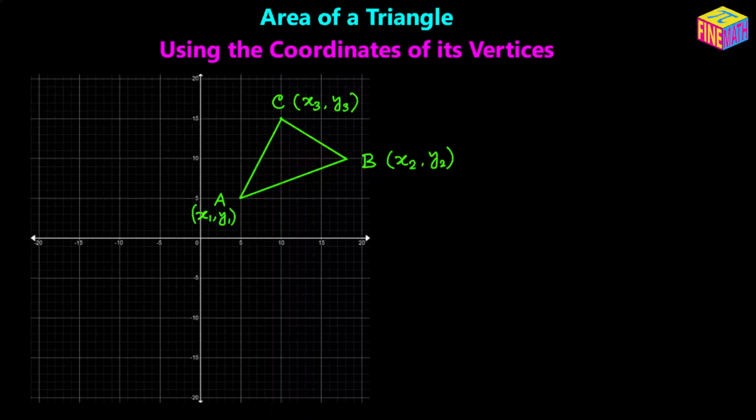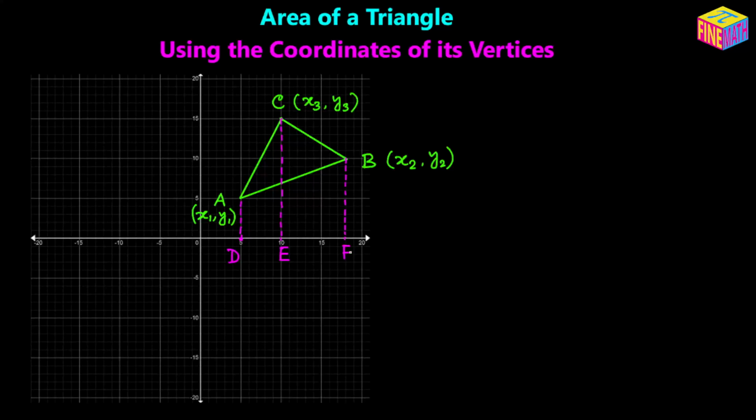Now how are you going to do it? Well, to be able to do that we have to use the formula for the area of a trapezium, and from there we will construct the area of this triangle. In order to do that, first I am going to drop three perpendiculars from the three vertices onto the x-axis. So let me first draw it and then we will see how that works out.